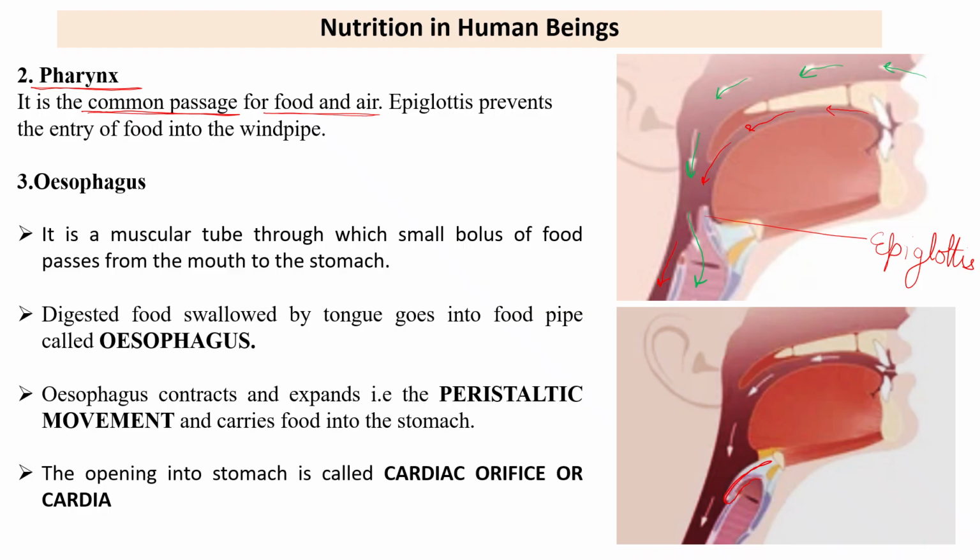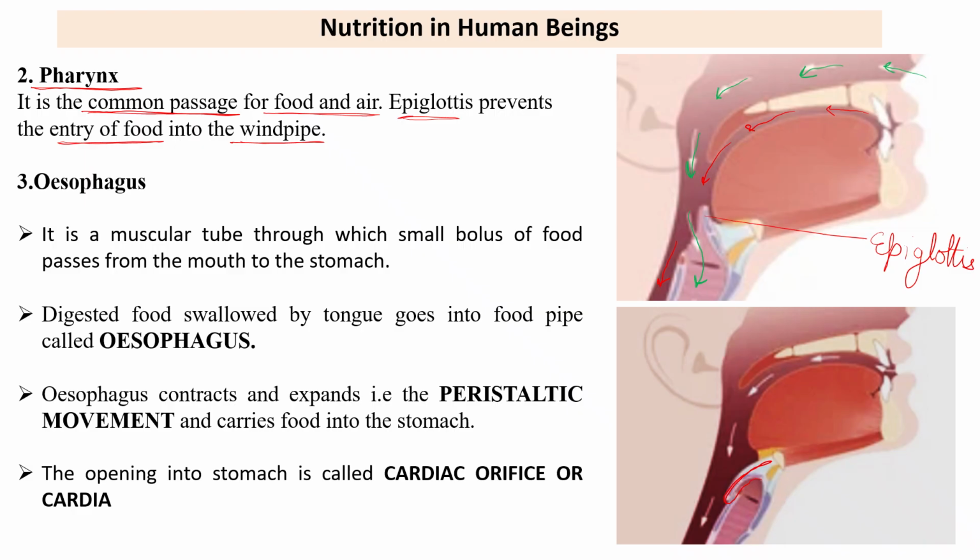Once the food has passed, the epiglottis will again move upwards, the trachea will open and the air will pass into the trachea and move towards the lungs. So what is epiglottis doing? It is preventing the entry of food into the windpipe.